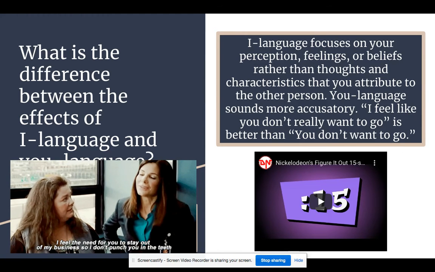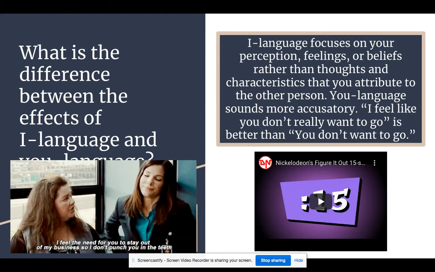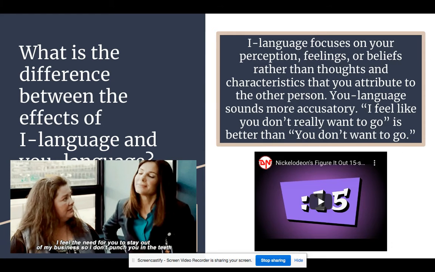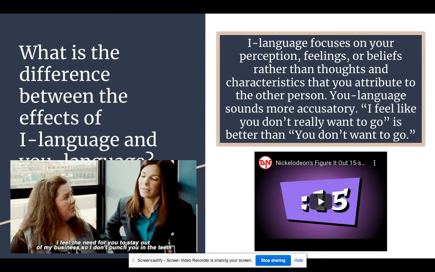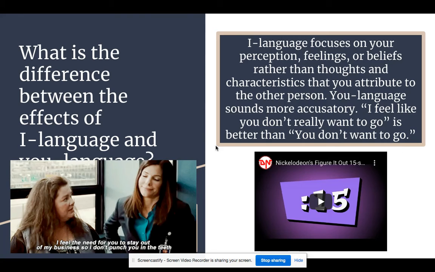But when you are communicating to someone your perception of something or how you feel about something, it's best to use I language and not you language. So you don't sound like you're accusing them of anything.